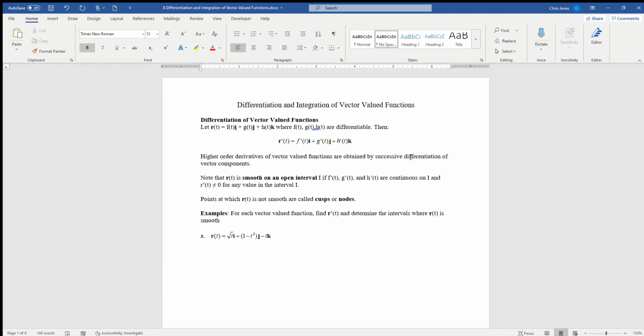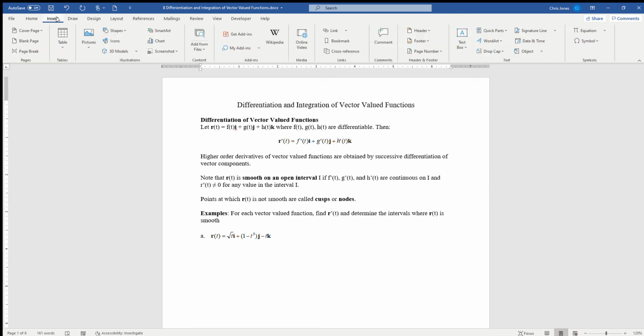So in this video, we're going to take a look at how to do some operations on our vector value functions, particularly differentiation and integration. Now, we're going to start with differentiation because it's a little bit easier than integration. So let's define our vector value function r of t as f of t i plus g of t j plus h of t k, where f, g, and h are differentiable.